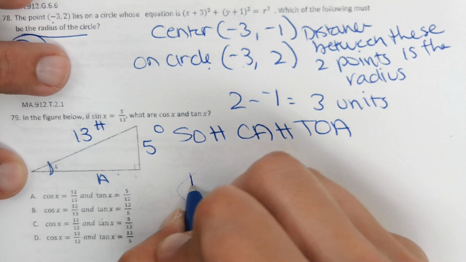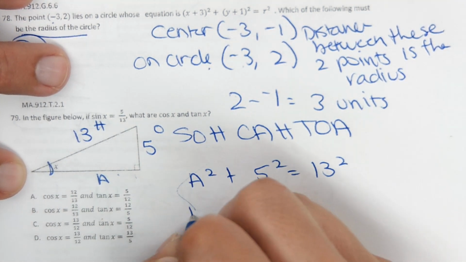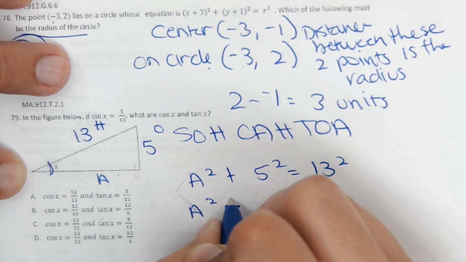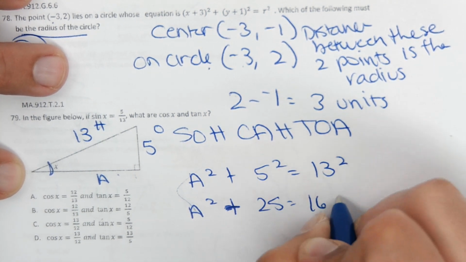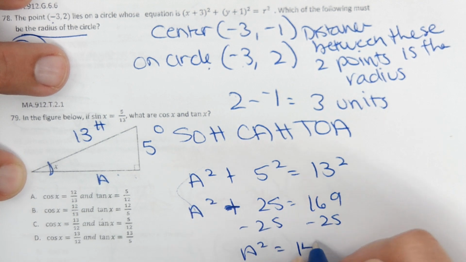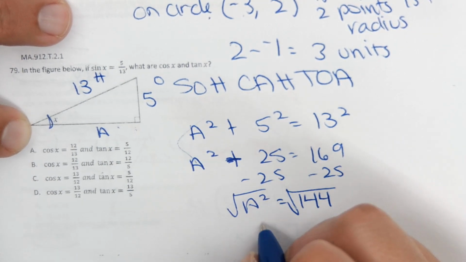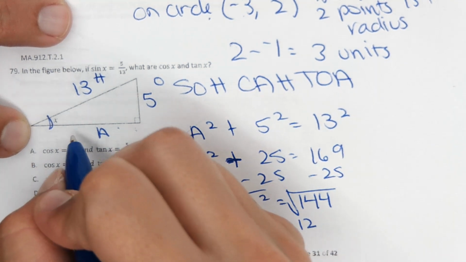So let's just say a squared plus 5 squared equals 13 squared, a squared plus 25 equals 169. A squared equals 144. Square root, a equals 12. So this here is 12.